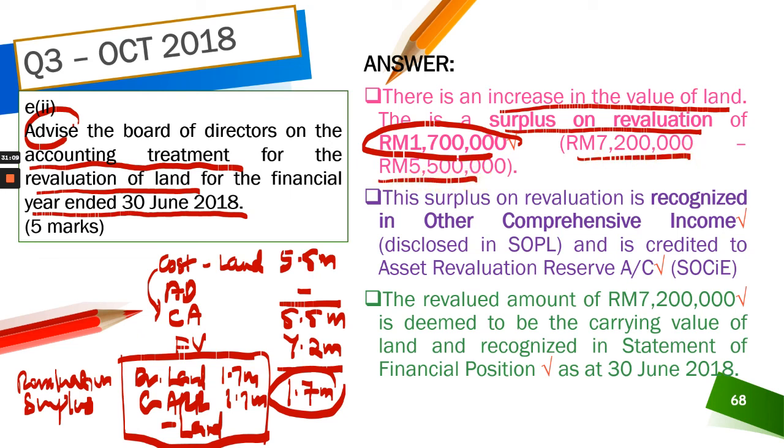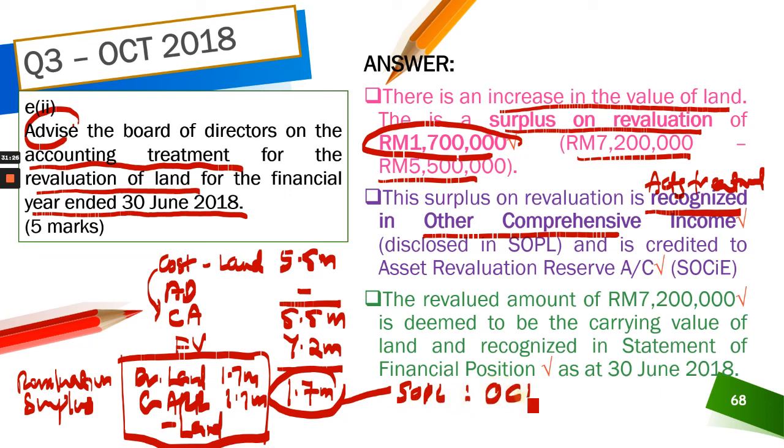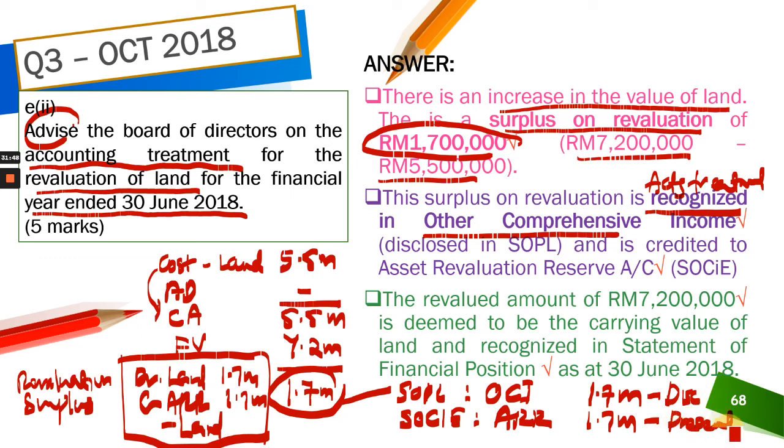Okay, talk about the surplus. Then talk about the treatment. So this one is talking about the accounting treatment because it talks about recognition here in other comprehensive income. So when you debit the land, that increases the asset. But when you credit the ARR in your SOPL, under other comprehensive income, you need to disclose the figure 1.7 million. Whereas in the statement of changes in equity, under your asset revaluation reserve column, you need to also show 1.7 million. But this one is your disclosure. This one is your presentation, right? So the surplus is recognized in other comprehensive income, which is disclosed in SOPL, and is credited to the asset revaluation reserve.